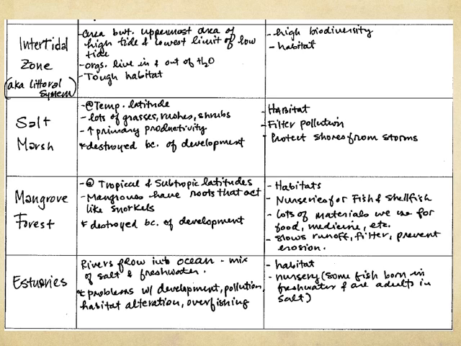Further south, instead of salt marshes, they have mangrove forests. So these are your tropical and subtropical latitudes. So you have mangrove trees with these big prop roots and these amazing ecosystems. They provide some of the same ecosystem services that salt marshes do, and they are also phenomenal ecosystems.